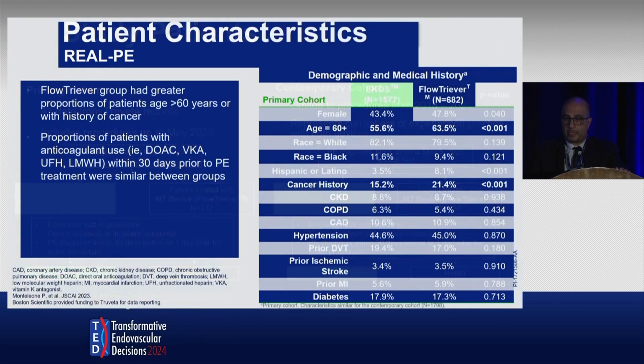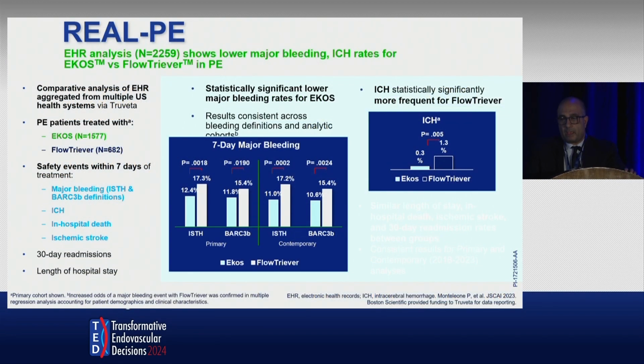thrombolytic therapy. Patient characteristic, the FlowTriever group had a greater proportion of patients above age 60 or with history of cancer. Proportion of patients with anticoagulant use within 30 days were similar between the two groups. What it showed was 7-day major bleeding. There was an increase in the FlowTriever group in 7-day major bleeding and intracranial bleeding.